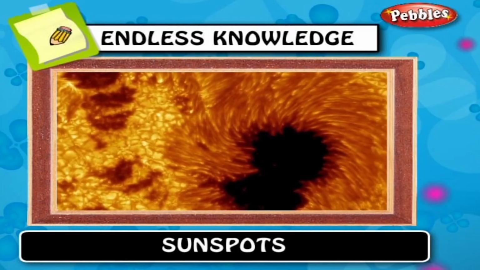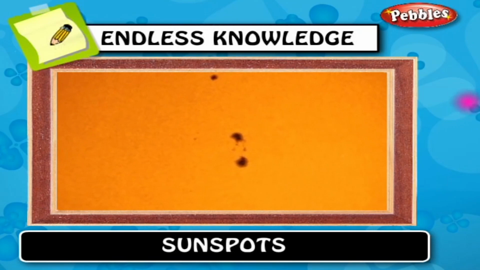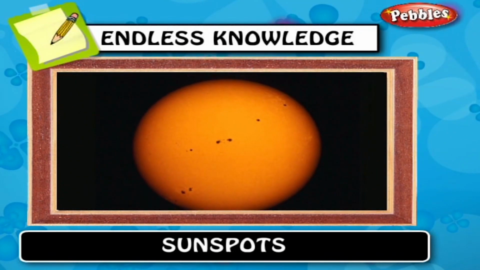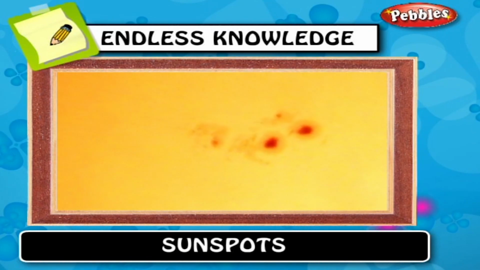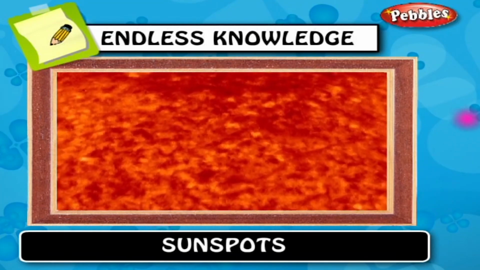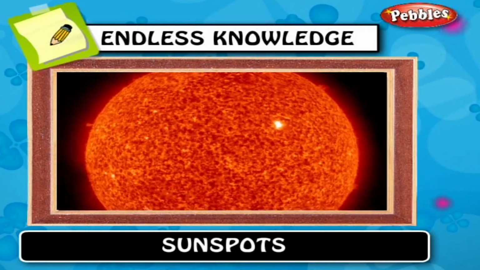Sunspots. Sunspots are temporary phenomena on the surface of the sun that appear visibly as dark spots compared to surrounding regions. They are caused by intense magnetic activity which inhibits convection, forming areas of reduced surface temperature.